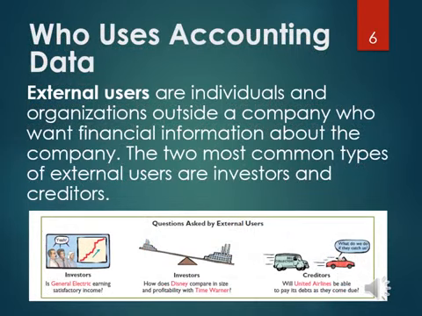External users are individuals and organizations outside a company who want financial information about the company. The 2 most common types of external users are investors and creditors. Investors, owners, use accounting information to decide whether to buy, hold, or sell ownership shares of a company. Creditors, such as suppliers and bankers, use accounting information to evaluate the risks of granting credit or lending money.